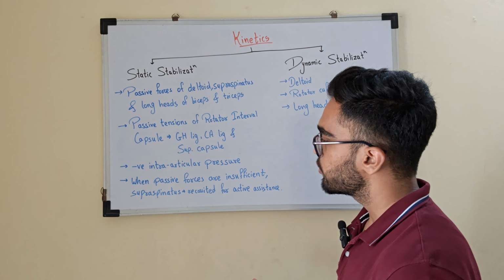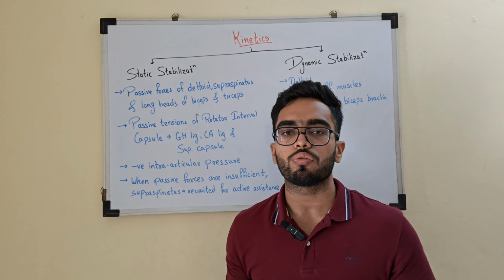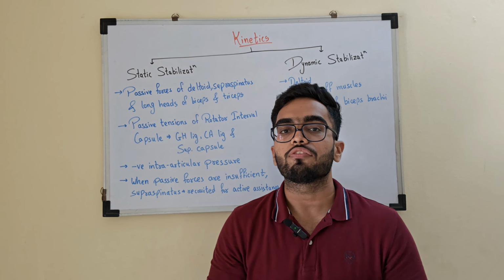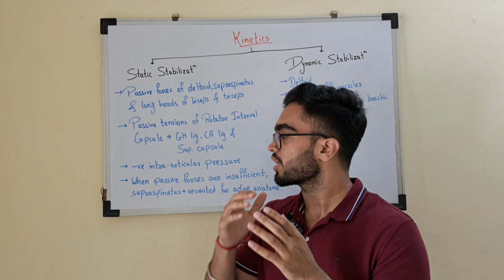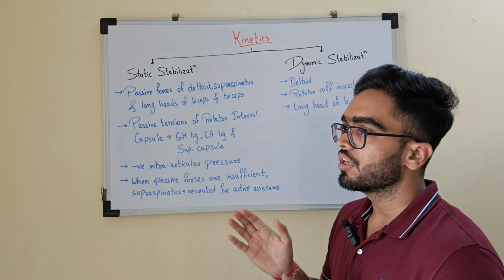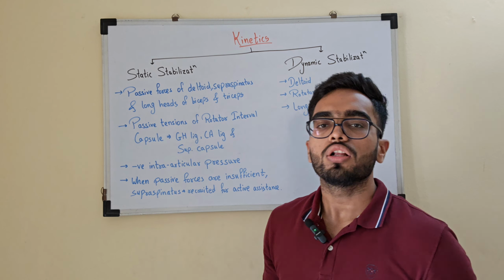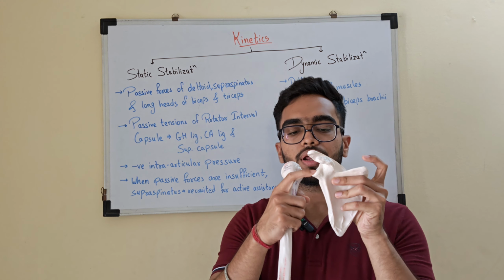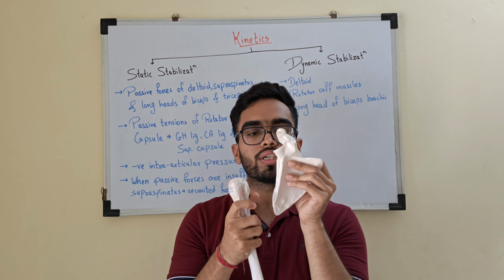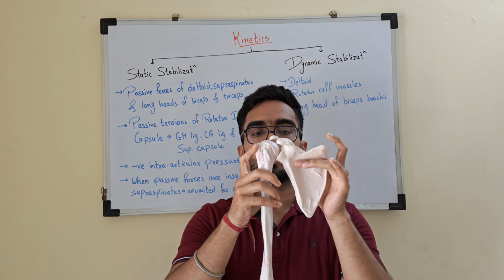Also, the capsule of the glenohumeral joint is airtight, which creates a negative intra-articular pressure, which helps in preventing the inferior translation of the head of humerus. Also, if the glenoid labrum is tilted upwards a little bit, so this is the normal position.